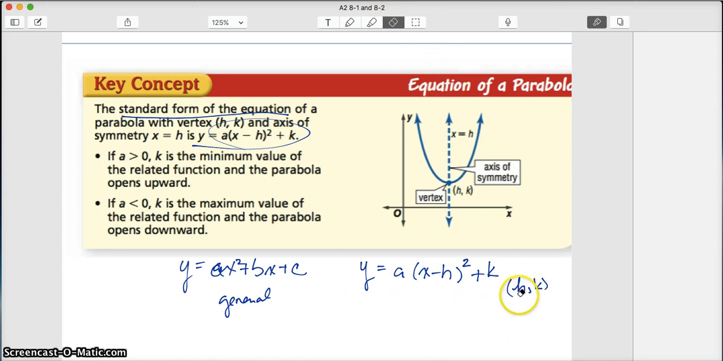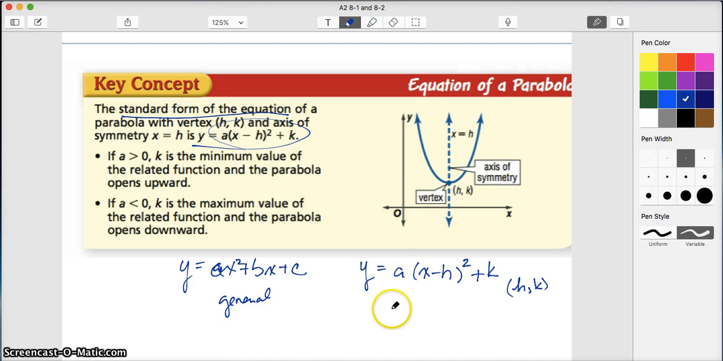Given that h is the x term of the vertex, it also makes sense that x equals h, that vertical line, is the axis of symmetry. That taken care of, we need to talk about how to move from one direction to another. How do you move from general to this form, or this form to the general form? To move in that direction, you would just square this, (x minus h) times (x minus h), FOIL it out, multiply by a, combine like terms, and you would get this form.